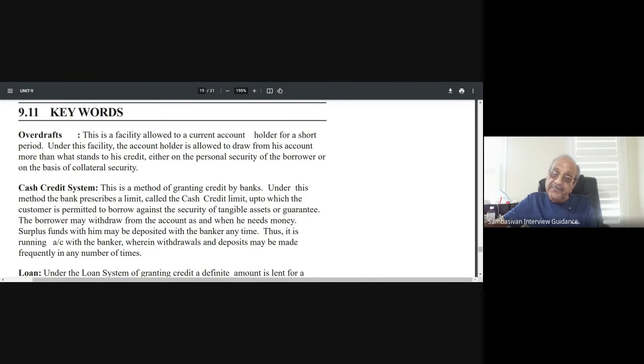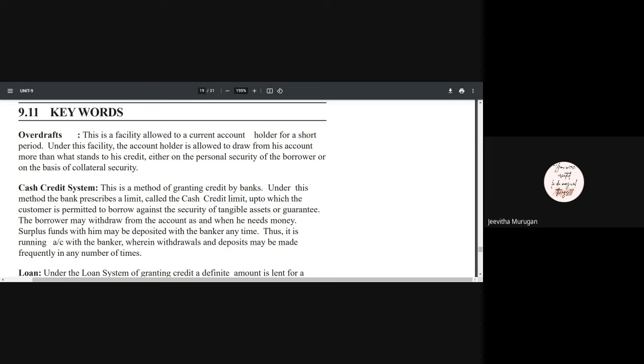Okay, sir. Overdraft. This is a facility allowed to a current account holder for a short period. Under this facility, the account holder is allowed to draw from his account more than what stands to his credit, either on the personal security of the borrower or on the basis of collateral security.